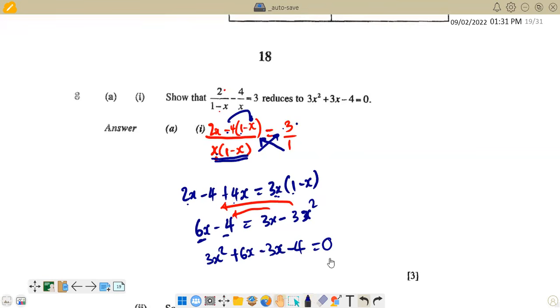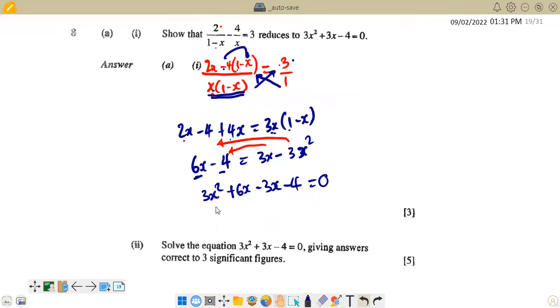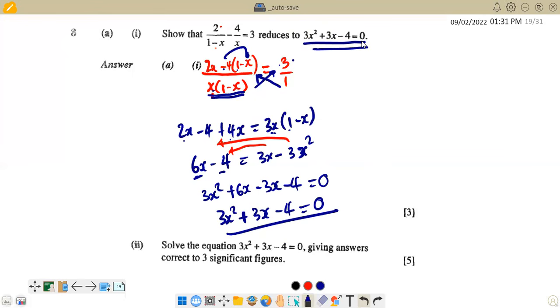And from this part, we can subtract 6 minus 3, which is 3. So it's going to be 3x squared plus 3x minus 4, which is equal to 0. All right, so that's what you're going to have. As you can see, we have shown this equation. That is what we are being asked to show.